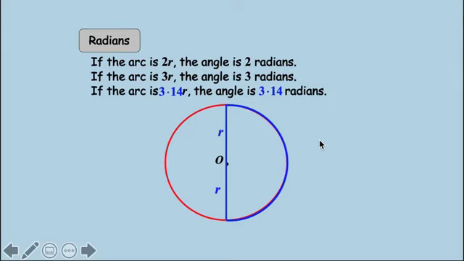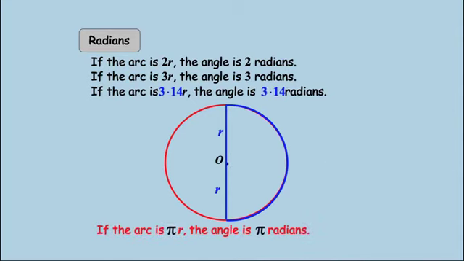And 3.14, you will know, is pretty much pi, isn't it? Okay, so it's quite an important number when we're talking about circles and angles. So if the arc is pi r, the angle is pi radians, which kind of makes sense because we were just talking about if the arc is 3 radii, then the angle is 3 radians. If it's 2, then it's 2. So if it's going to be pi, then the angle is going to be pi radians.